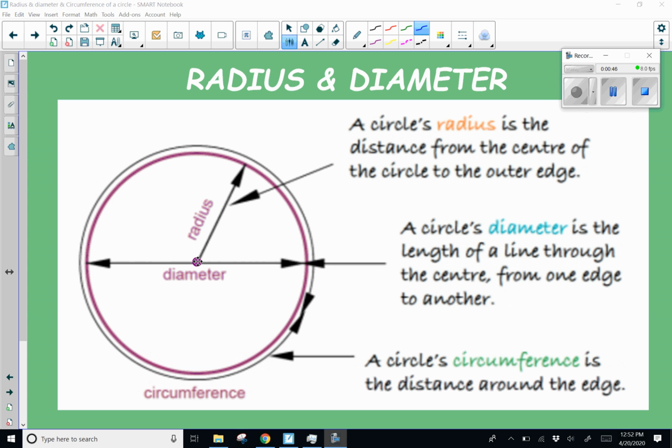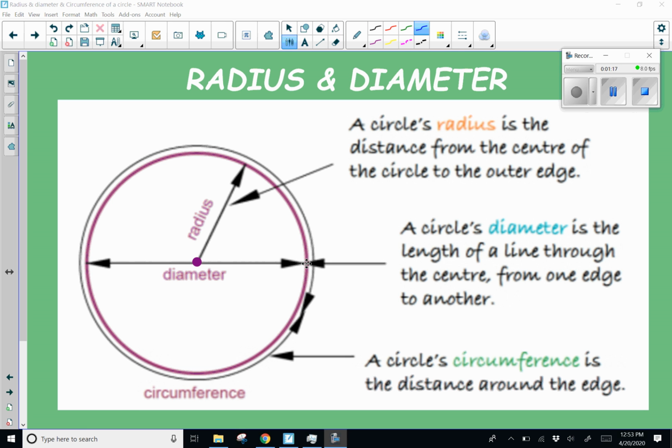So it could be from here to here. It could go from here down to here. As long as it starts at the center and goes to the outside edge, that would be your radius. A circle's diameter is the length of the line going through the center of your circle, which we just said was indicated by that purple dot, and it goes from one edge of your circle to the other. So this would be your diameter. It's passing through the center and it's going from one side of your circle to the other.